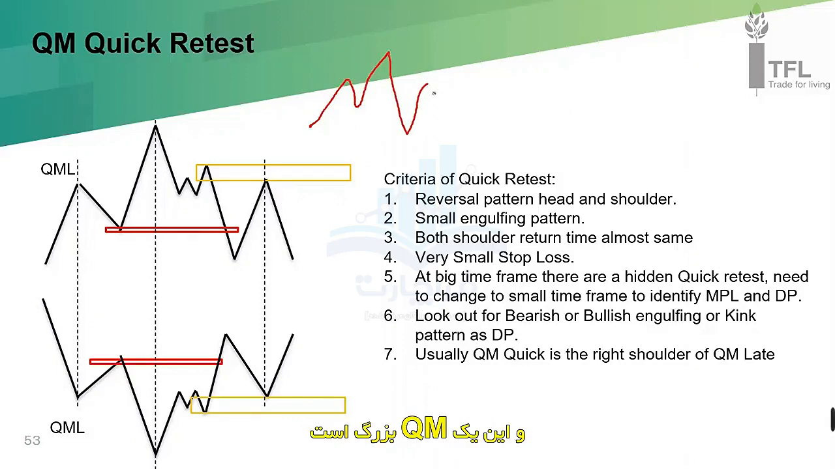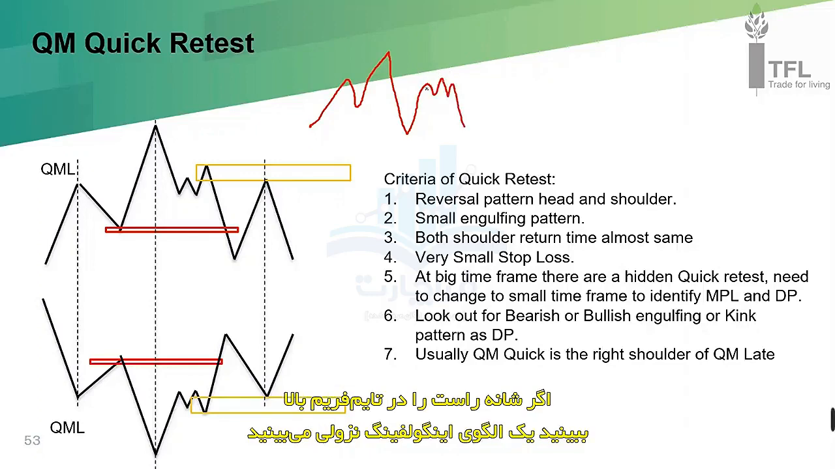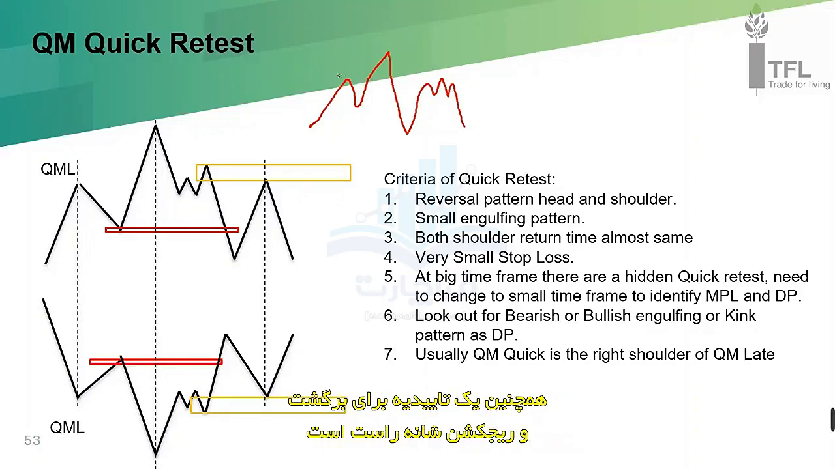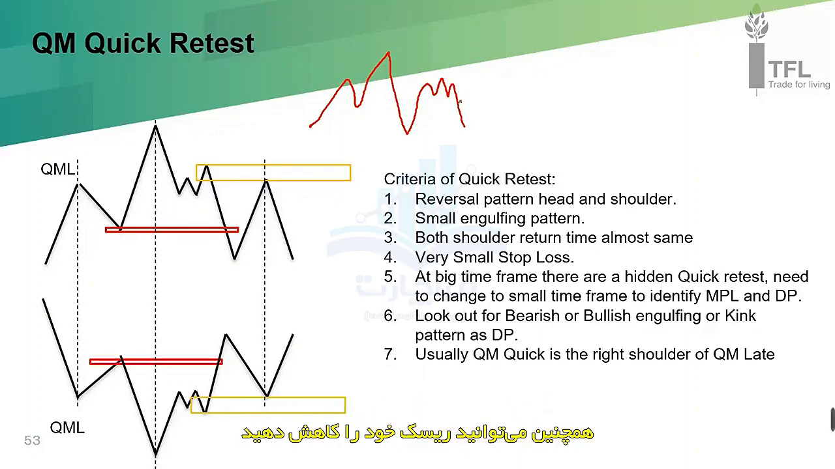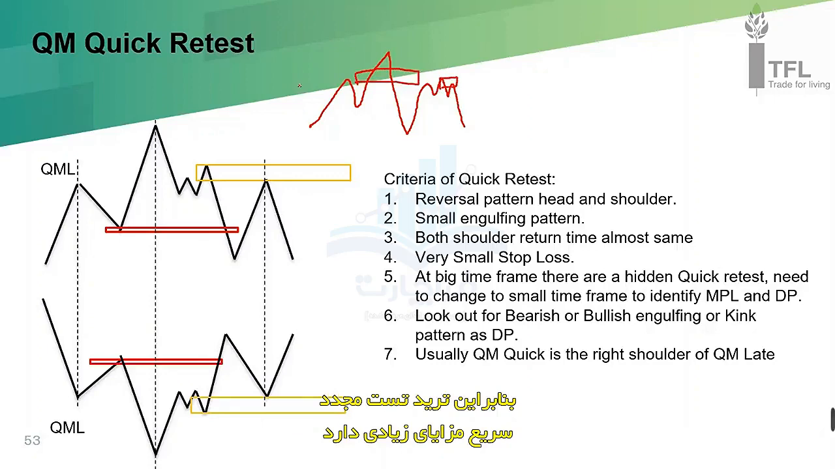All right. So what do I mean is that this is a big Quasimodo. So quick retest usually happens over here. If you switch to a higher time frame, you have confirmation of bearish engulfing. Then you have confirmation that this is a rejection of right shoulder. And also you can reduce your risk. Instead of your risk being something like this, you can reduce it until something like this. So there is a lot of advantage of trading quick retest. So this is the first type of QM.